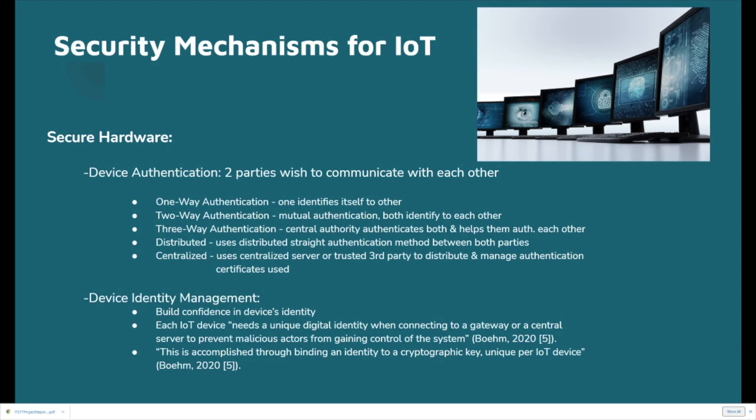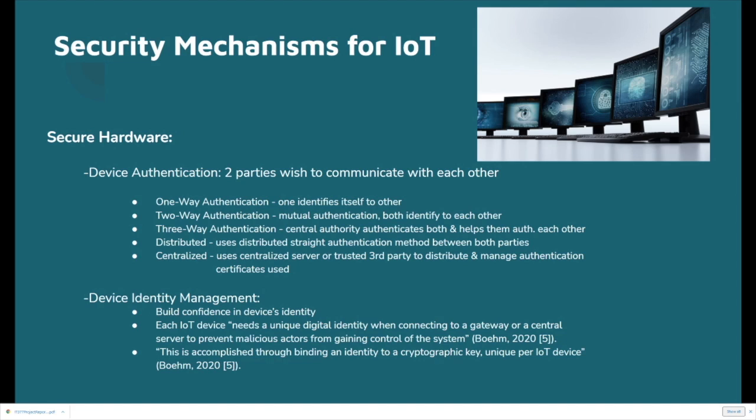One of them, one-way authentication, is where one party identifies itself to the other. Two-way authentication, also called mutual authentication, is where both parties identify to each other. Three-way authentication has a central authority authenticate both of the parties, and then it helps them authenticate each other. Distributed uses a distributed authentication method between both parties, and centralized uses a centralized server or a trusted third party to distribute and manage the authentication certificates that are used.